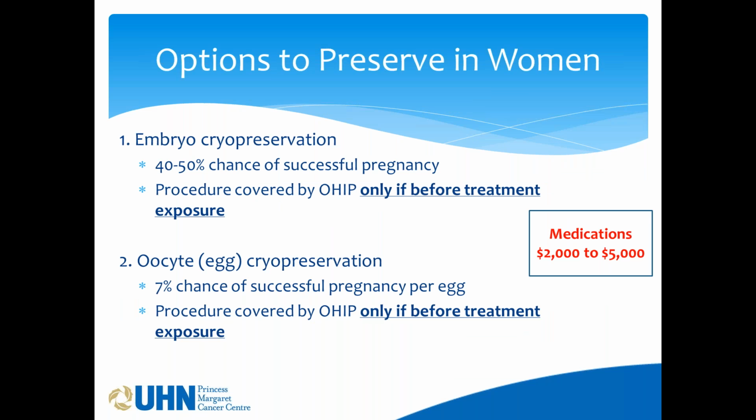So the evidence-based options to preserve fertility in young women are these two that I have listed: embryo preservation and egg preservation. Embryo preservation has a very high chance of successful pregnancy, 40 to 50%. Essentially, a woman's eggs are retrieved through a process that I will explain, and then combined with their partner's sperm to create an embryo. And then these are stored for future use.